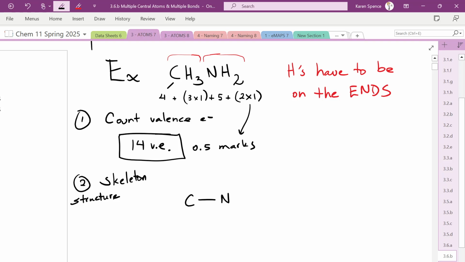What's going to go around C? Hydrogens. How many hydrogens? 3, because it's got a 3 beside it. So we go 1, 2, 3, hydrogen, hydrogen, hydrogen. And then we look at N, and what has to be attached to it? Hydrogens. So we have 1 hydrogen and 2 hydrogens. All right. So that's our skeleton structure. What is step 3?